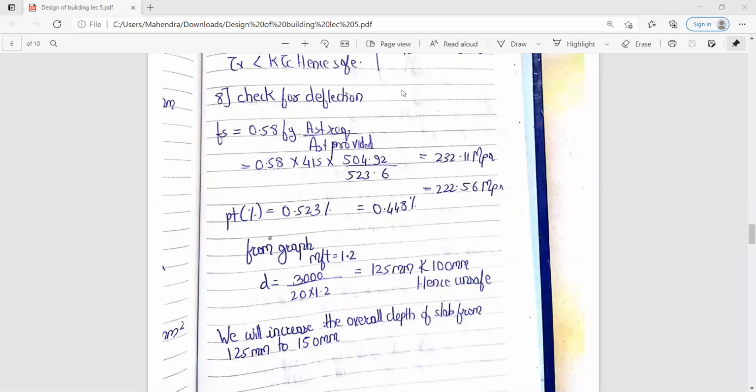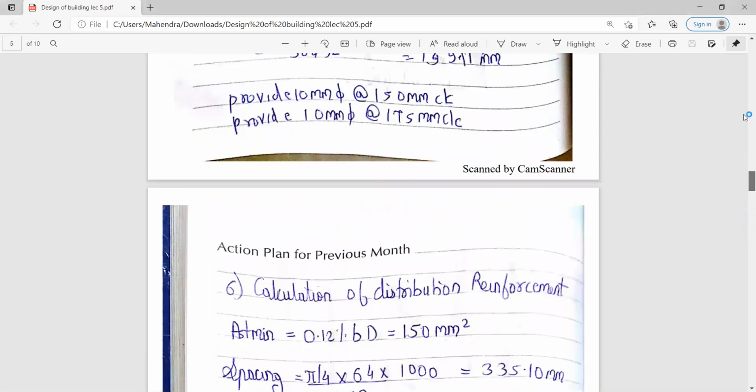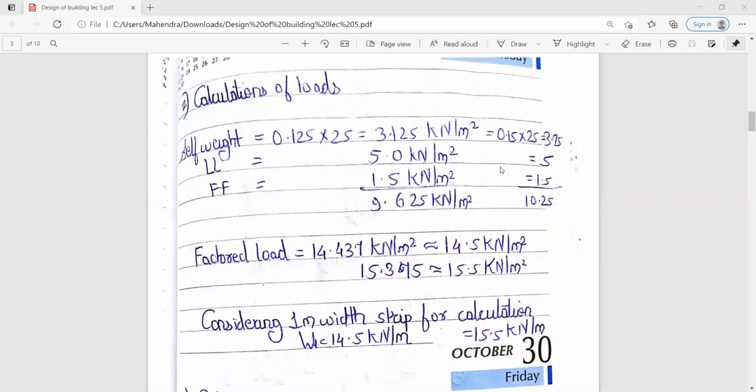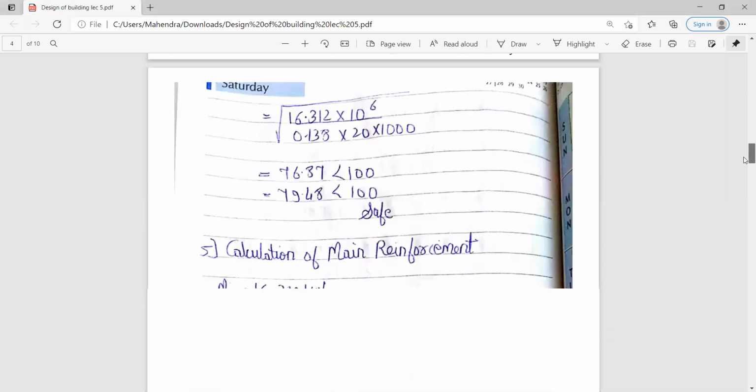Yes, hope everyone understood the design for the slab S3. Did everyone understand the design of S3? The design of slab S3, that is not for the west slab. Here the loading calculations are for the increased depth, as our deflection value was not safe when we had checked. So we did these calculations again, that is 0.15 into 25. Yes, everyone understood the design for slab S3.